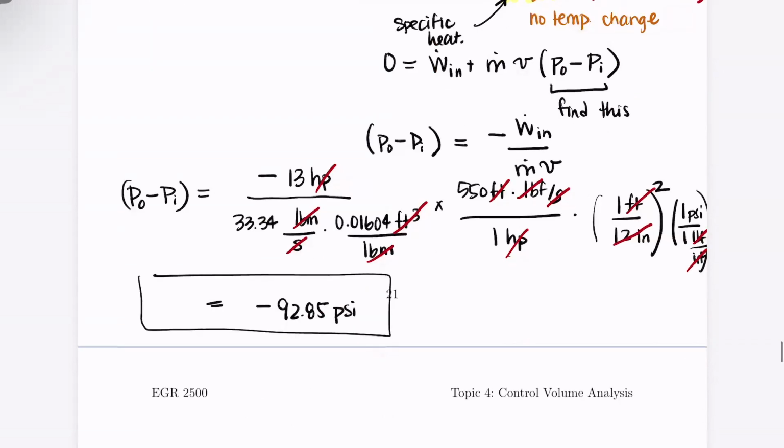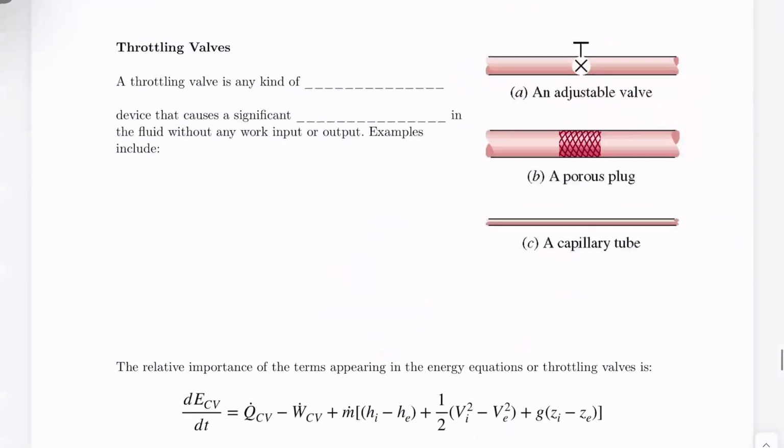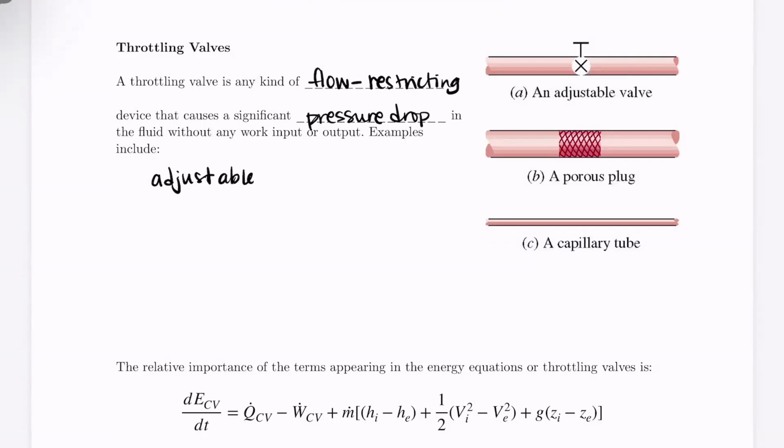Okay. Now let's talk about another steady flow device. This one is called a throttling valve. And this is any kind of flow restricting device that causes a significant pressure drop in the fluid without any work input or output. All right. So some examples include adjustable valves, capillary tubes, and porous plugs.